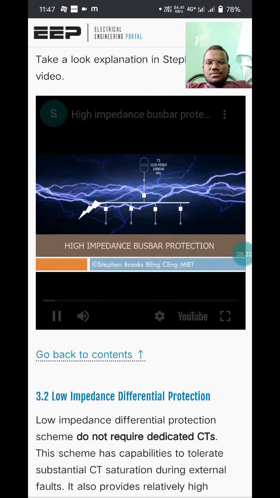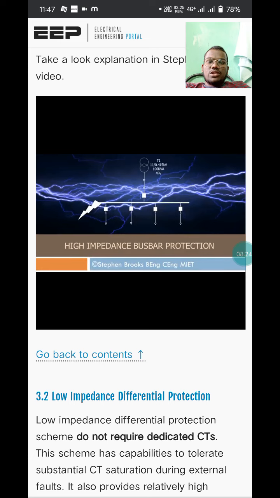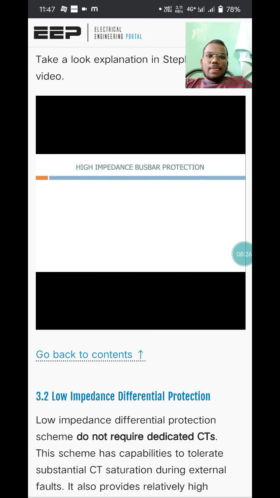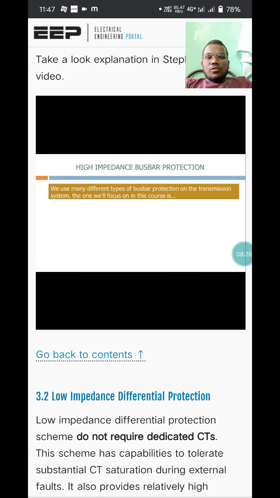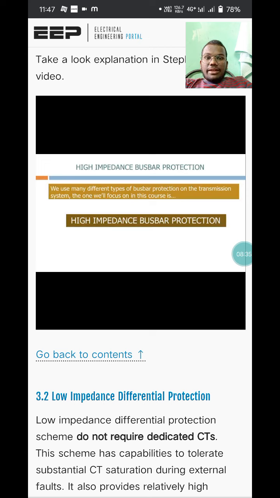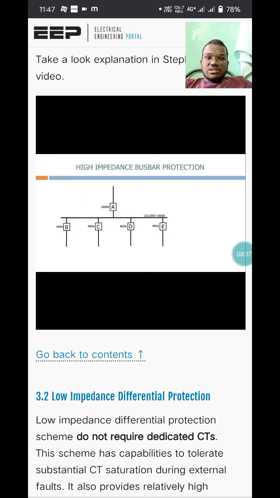Here is the video. We can observe high impedance bus bar protection. We use many different types of bus bar protection on the transmission system. The one we will focus on in this course is high impedance bus bar protection.